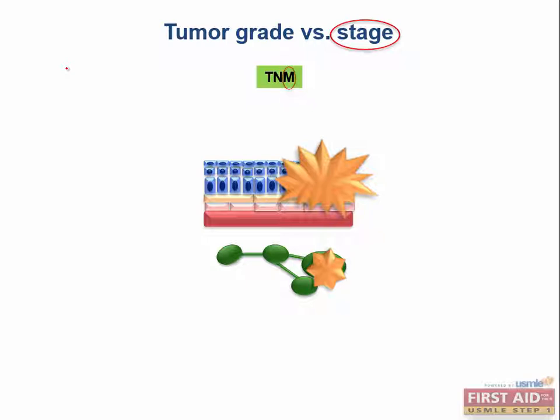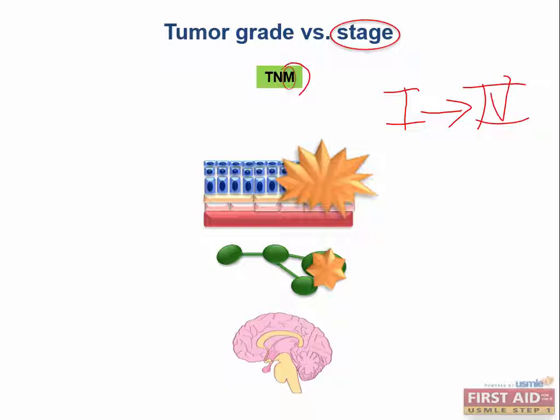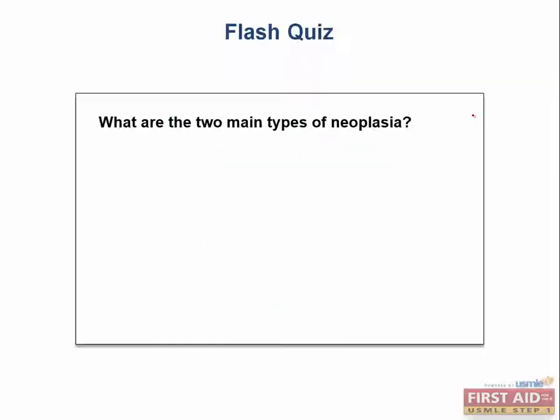And M is for, you guessed it, metastasis outside of lymph nodes. And this is always stage 4. Again, this is from 1 to 4. And if M is present at all, if there's any metastasis outside of lymph nodes, that is stage 4. Metastatic cancer, the worst prognosis. So here we see it going to the brain.